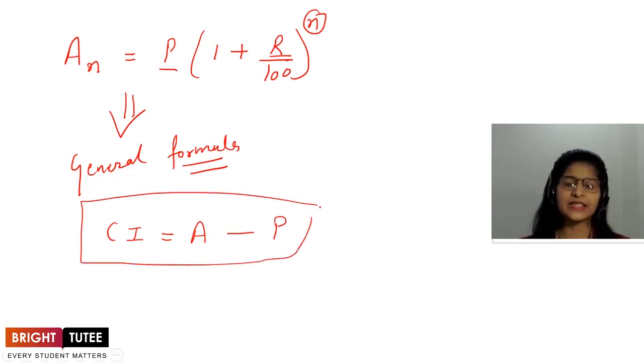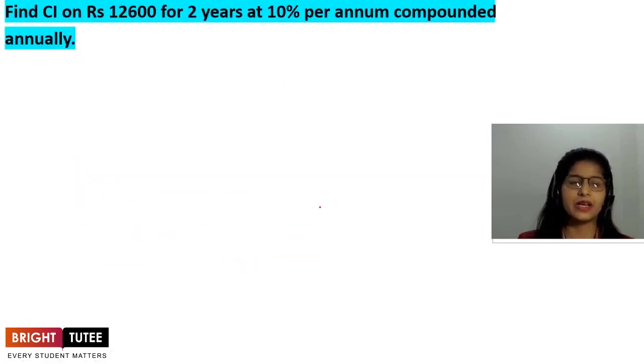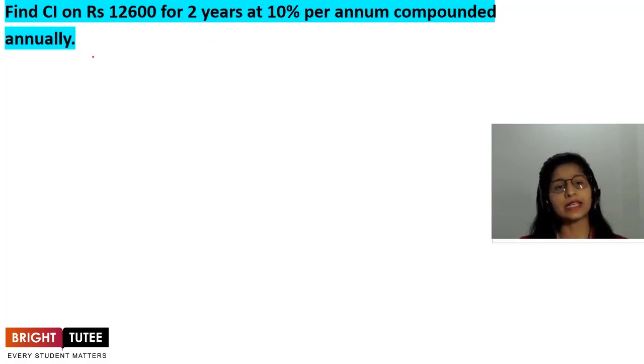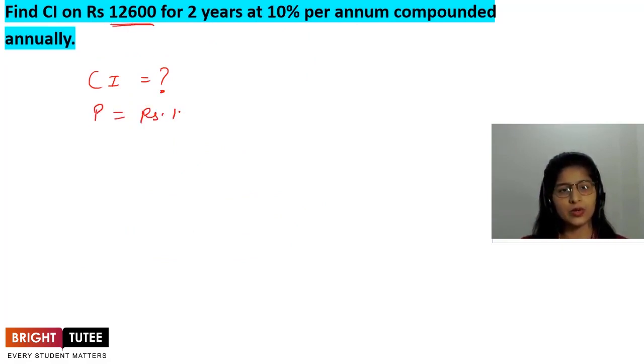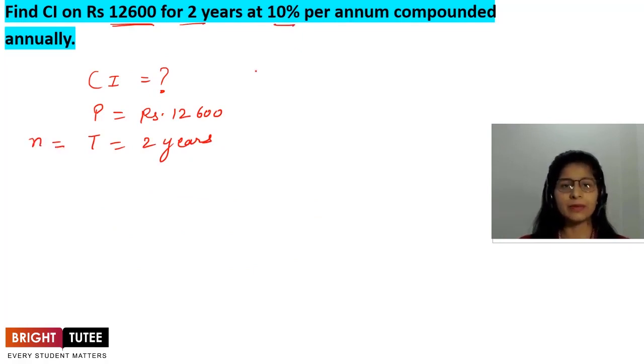Clear? Let's practice one question. Here is one question. It is asking to find compound interest. We have to calculate CI for rupees 12,600. That is the principal, rupees 12,600. Time is 2 years. That means n is 2 years, right? At a rate of 10% per annum compounded annually.